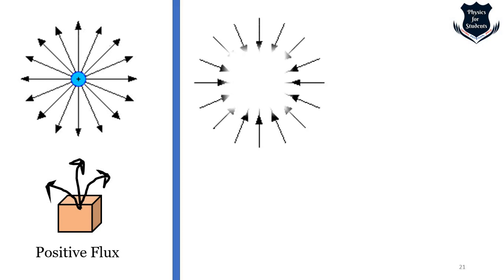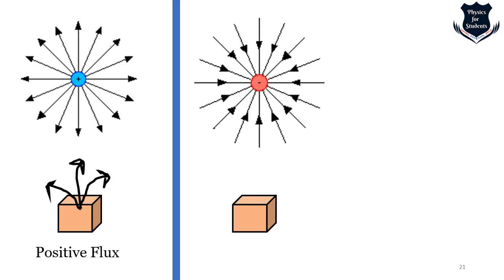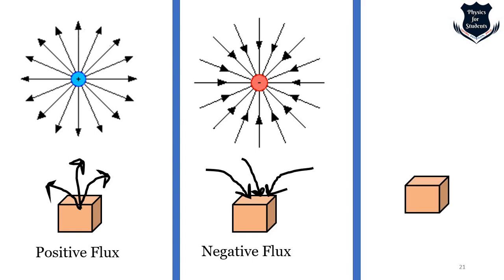Now we get the closed one, which is moving towards, which is the negative flux. That means it is radially pointing towards it. And then this one is zero flux, meaning whatever is getting in is also getting out. So we use lines to represent the electric field. You can think of water entering the sink and leaving the sink. When it is entering the sink, it is negative flux, and when it is leaving the sink, it is a positive flux.